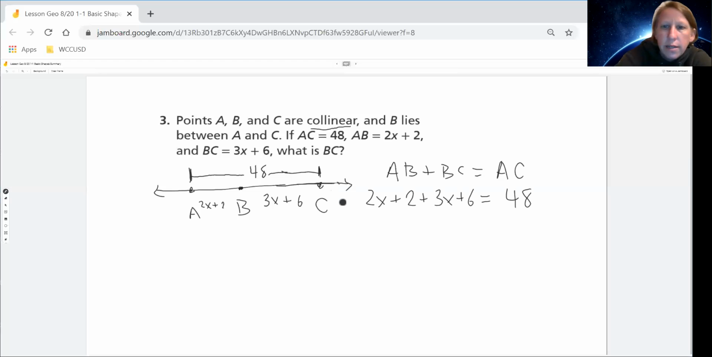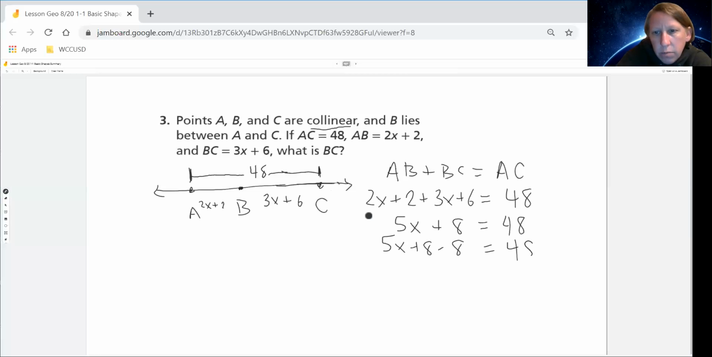We have a 2x and a 3x, which together makes a 5x. We have a 2 and a 6, which together makes an 8. Oh, that's so nice. Look, they both have an 8 in them. So I can take the 8 off of both sides. With equations, you can do the same thing on both sides. It's okay. There's a 0 pair right there, so that's why it goes away.